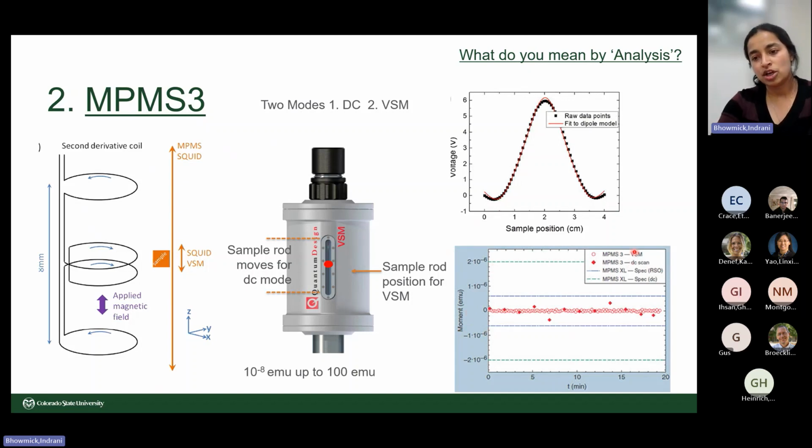So this is just the response with no sample in it, which shows that the sensitivity of both modes is comparable. At the end, the sensitivities they are quoting range from 10⁻⁸ emu up to 100 emu, which is a pretty strong signal.